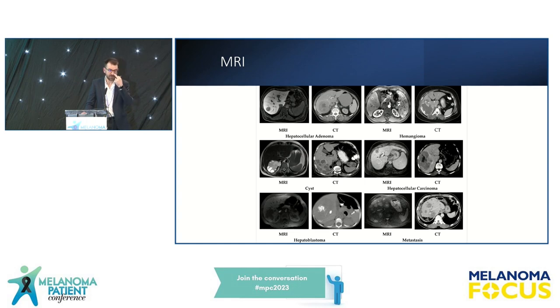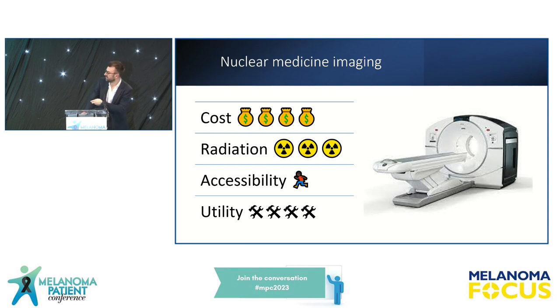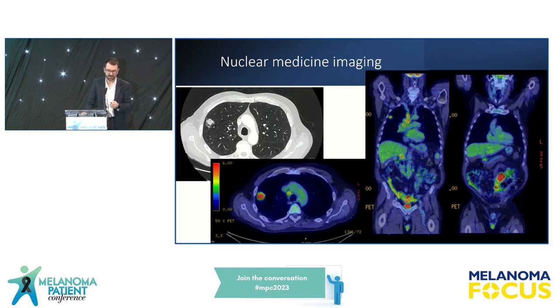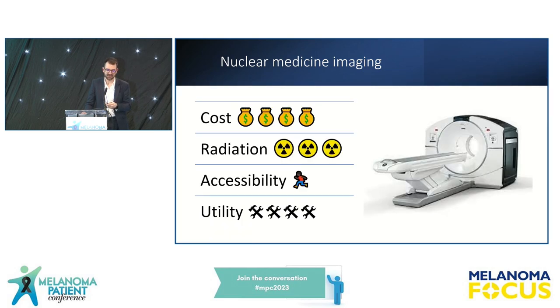Finally, moving on to nuclear medicine imaging. This is a picture of a PET CT scanner on the screen. It looks very similar to your standard CT, but it comes at greater cost. Similar radiation doses now as the technology has improved, but it's the accessibility for PET CT which is the main issue currently. These are typically available in large teaching hospitals or large district hospitals, so patients do have to travel for these.